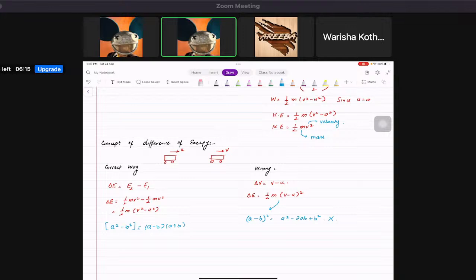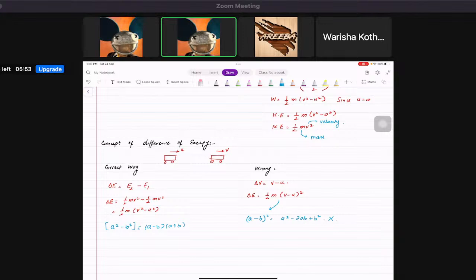So the concept is that you always find energy at both points and then make the change. Do not find the change of the velocity first and then put it in. That would give you a wrong answer. Okay.